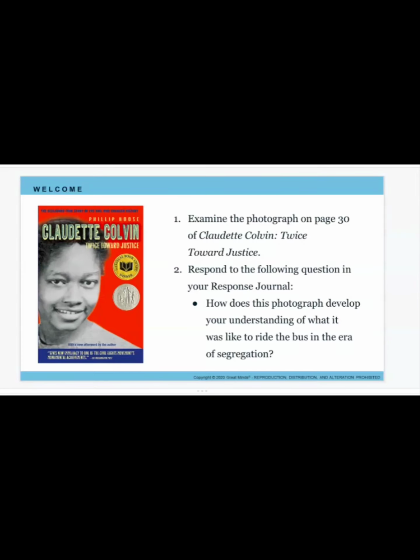Today, we are going to start off by examining a photograph that's on page 30 of Claudette Colvin. I will have a link to this photo uploaded into Schoology. And I want you to answer the question, how does this photograph develop your understanding of what it was like to ride the bus in the era of segregation? So looking at that photo, what do you feel like it might have felt like to ride on the bus?